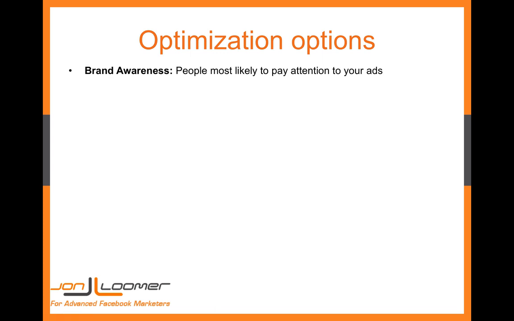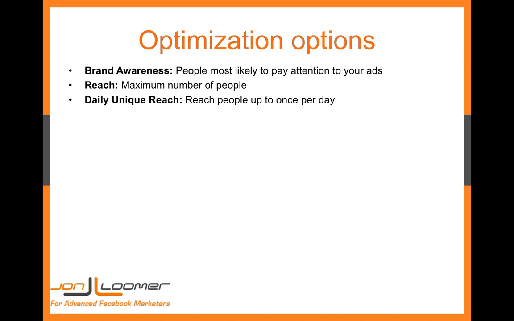So when you optimize for brand awareness, this will show it to people most likely to pay attention to your ads. If you optimize for reach, Facebook's going to show it to the maximum number of people, and you can then control how often they see it there too. We're actually going to talk about that one a little bit because I think it is relevant. I use this sometimes for selling. Then daily unique reach is kind of like an older version of reach, in that, at least the way I use it, you reach people up to once per day when you optimize for daily unique reach.